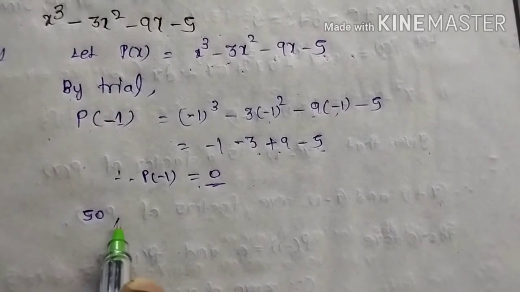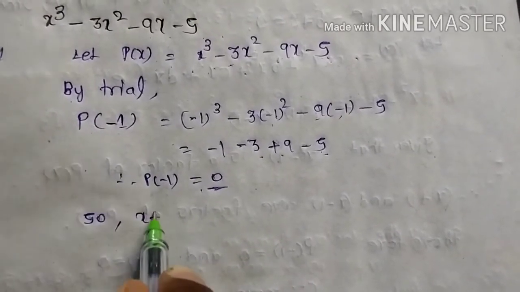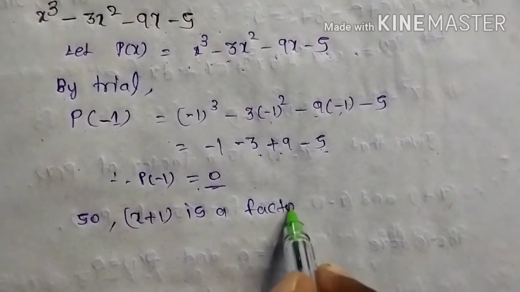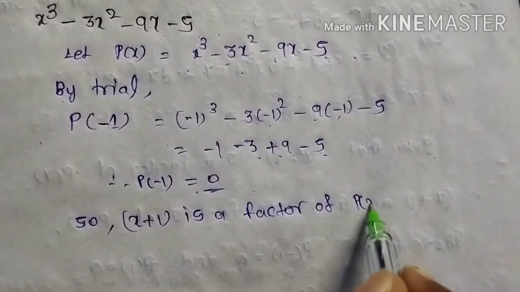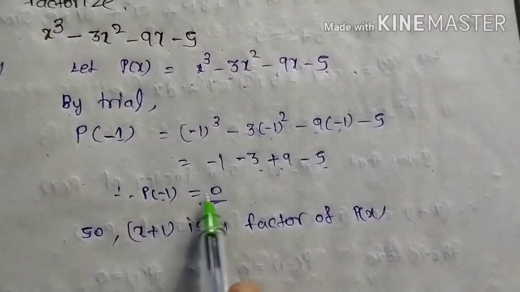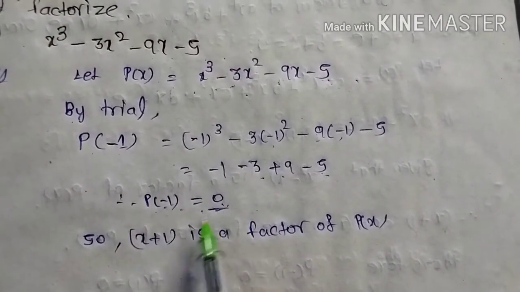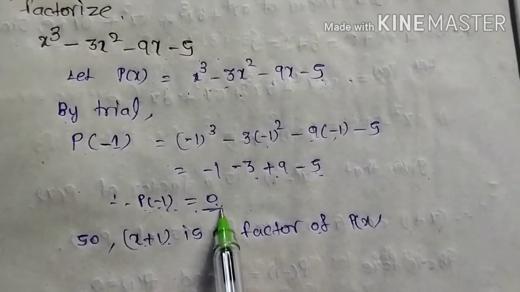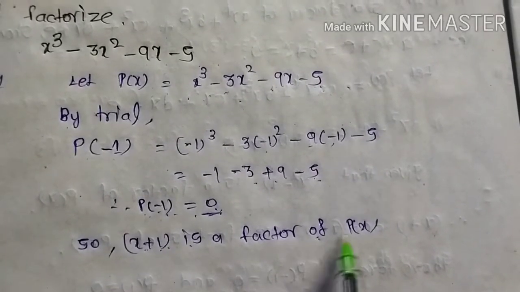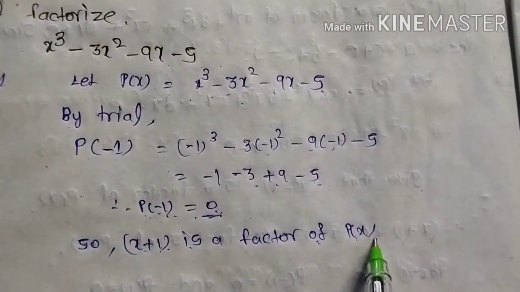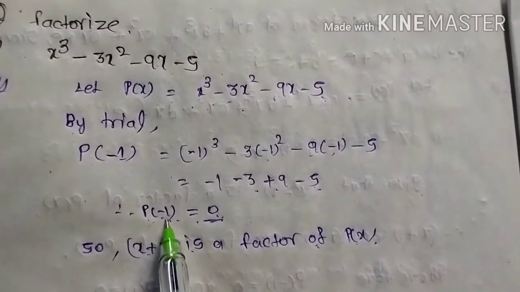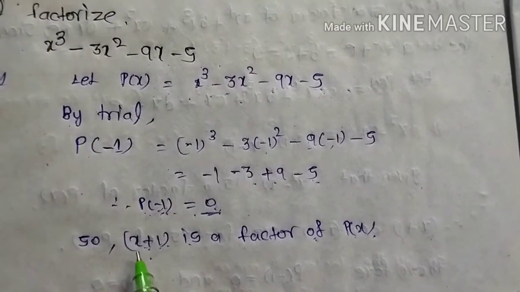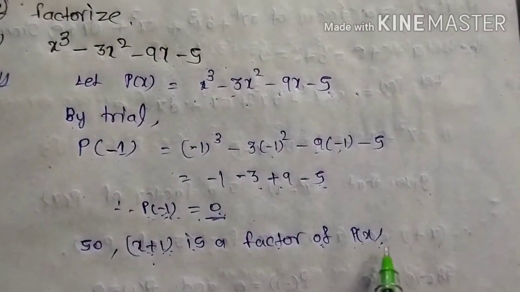So, you can take here x plus 1. x plus 1 is a factor of p of x. Yes or no? By factor theorem, you know that if the remainder is equal to 0, if p of a is equal to 0, you can take x minus a is a factor. If p of minus a is equal to 0, x plus a is a factor of p of x. Have you studied factor theorem or not? If it is minus 1, you can take plus 1. If it is plus, you can take minus. It is very easy one. See here, x plus 1 is a factor of p of x.